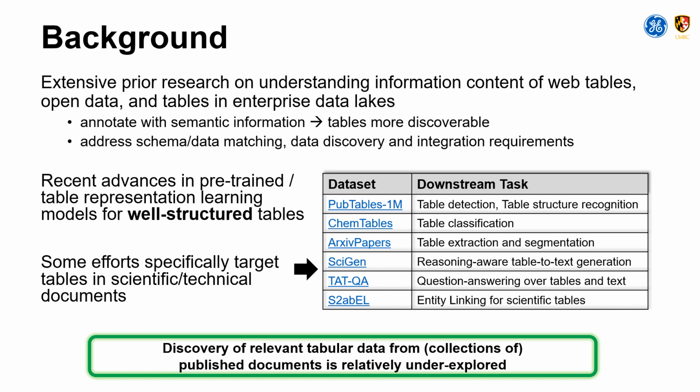Now, while there's been extensive prior and ongoing research work to address the discovery of tables on the web and in data lakes, there's not been much focus on tables found in scientific documents, or scientific tables, as we shall refer to them henceforth. More recently, the AI community has started to look at scientific tables, specifically targeting different kinds of downstream tasks as listed in this table here. However, the discovery from scientific tables continues to be an underexplored topic, and that is the focus of our work.